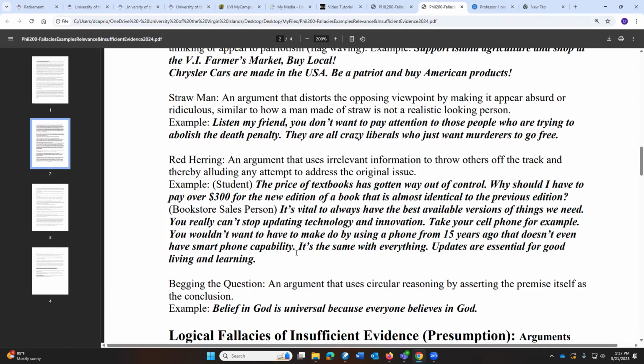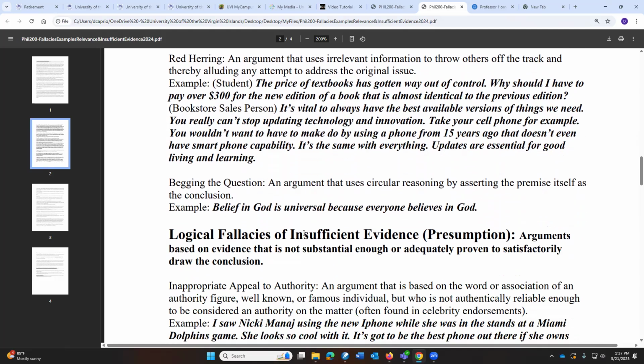What am I trying to do? The same thing as the bookstore person, right? I'm trying to get her off the topic, off the track, so I don't have to address the lipstick on my shirt. Okay. Of course, that's just an example. I never actually came home with lipstick on my UVI shirt.